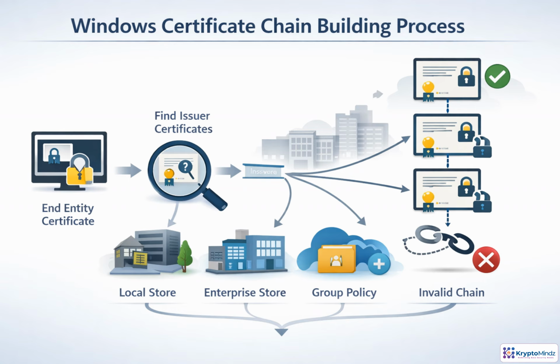When Windows validates a certificate, it starts by treating that certificate as the end of a chain and asking, who issued this? Using the authority key identifier and issuer name, it searches local and enterprise stores, plus any group policy or AIA locations, to find matching CA certificates. It repeats this process up the hierarchy until it either lands on a trusted root or determines that no complete trusted chain can be built.